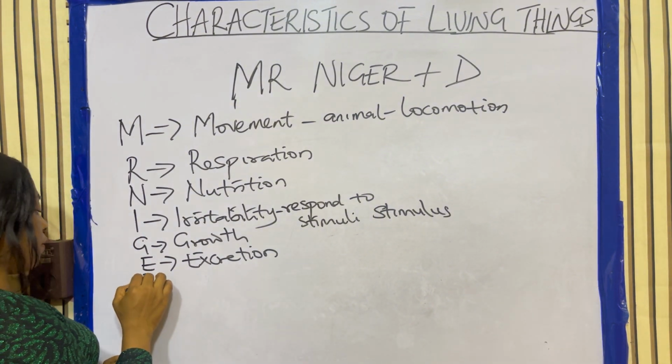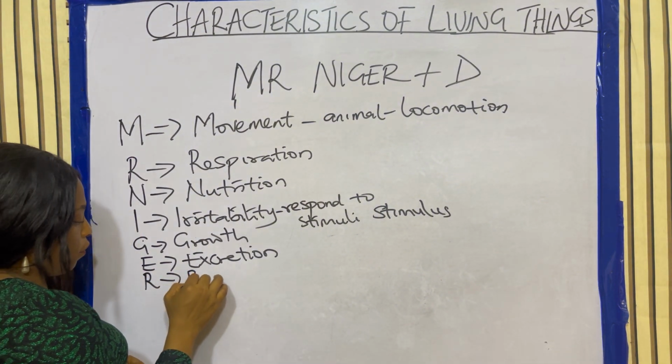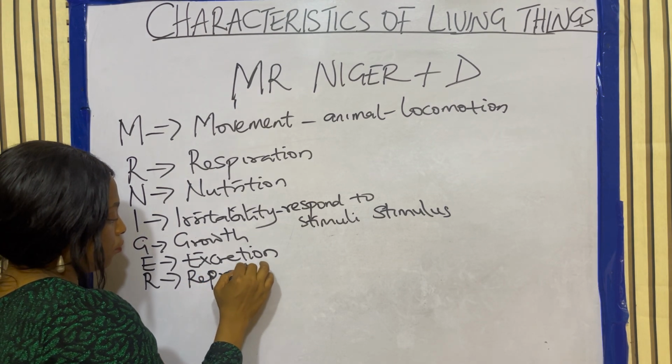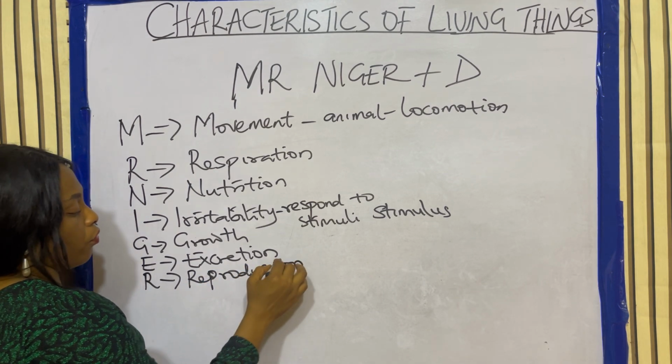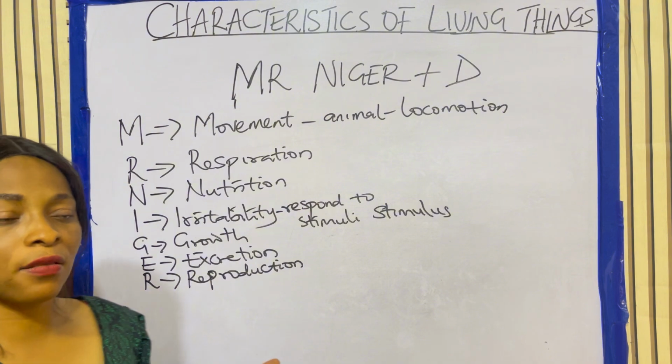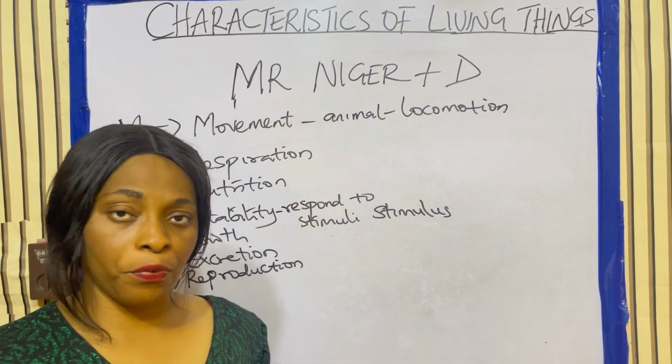Then the next one is R. The second R stands for reproduction. All living organisms reproduce. Whether you are plant or animal, you must reproduce.